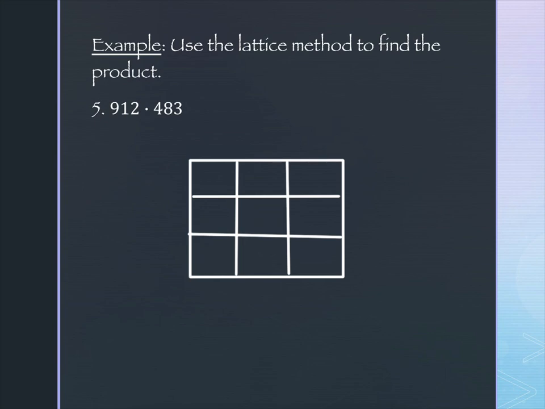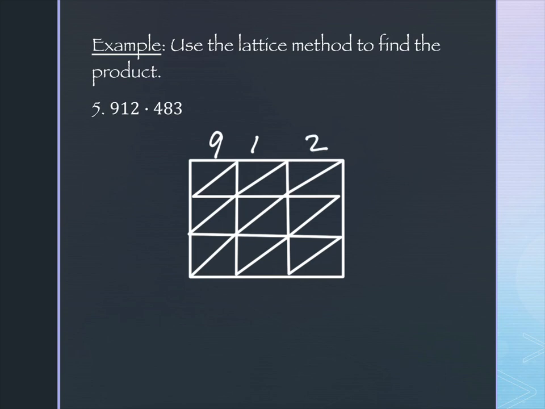It's not a big deal, but it talked about splitting the boxes into diagonals. That is like this. We're going to make each box split into a diagonal. Okay, all good? All right, it doesn't matter which number we take next. One of them is going to go along the top, and one of them is going to go along the right. I'm just going to do them in order, 912 along the top. So this is 9, 1, 2, and then 483 along the side. So 4, 8, and 3.